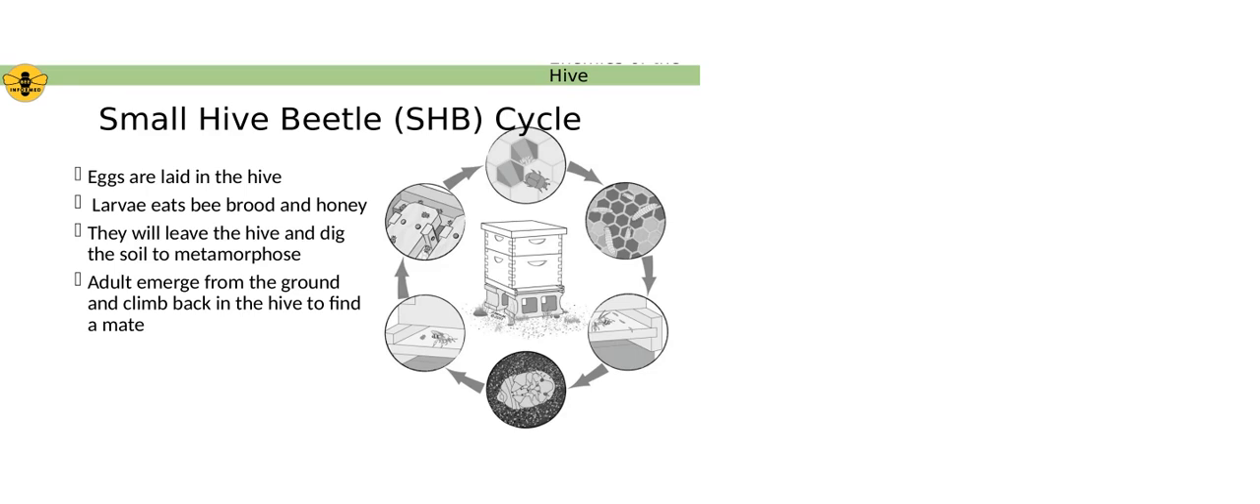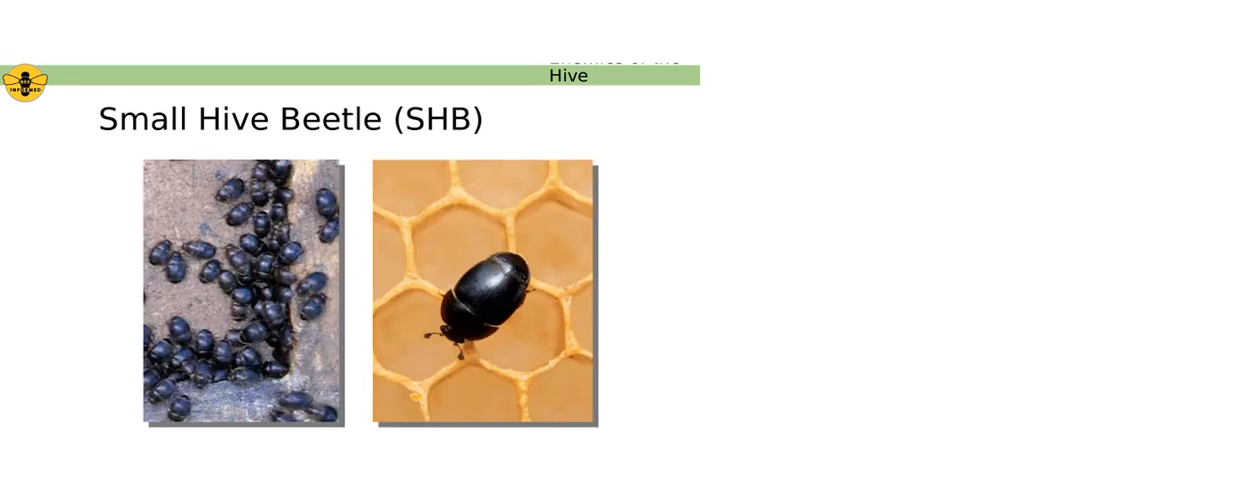And so the eggs are laid in the hive. The beetle lays eggs in the hive. The larva of the beetle will then eat bee brood and honey. They will then leave the hive and dig into the soil for metamorphosis. So if you have screen bottom boards, it's really easy for them to drop straight through down to the soil. If you have a solid bottom, obviously that larva is going to have to find another way out. So the adult will emerge from the ground and climb back into the hive to go find a mate. So here's some good pictures of small hive beetles.